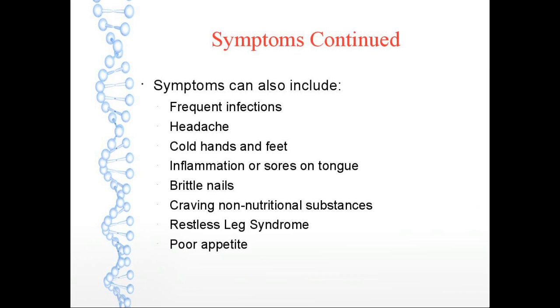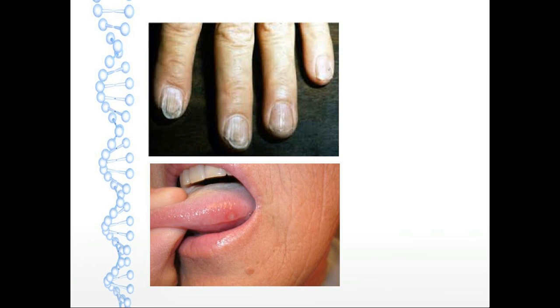Some other symptoms associated with anemia can include frequent infections, headaches, cold hands and feet, inflammation or sores on the tongue, brittle nails, craving non-nutritional substances, restless leg syndrome, or even poor appetite. Here I have a couple of photos that I found. The top photo is of brittle nails due to anemia, and the bottom photo is a sore on the tongue that may be due to anemia.